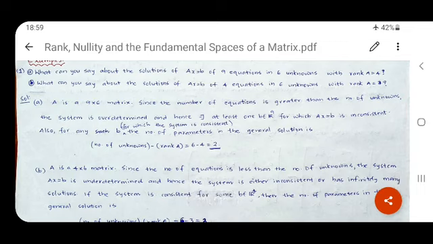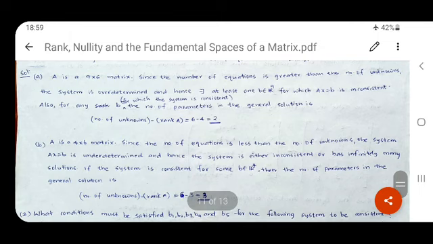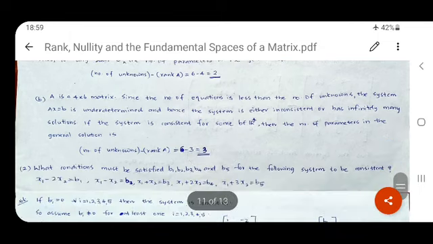Similarly, the second one is an underdetermined system. Therefore, it is either inconsistent or has infinitely many solutions. If it is consistent, then for some b belonging to R4, the number of parameters in the general solution is the number of unknowns minus rank, so that is equal to 3.